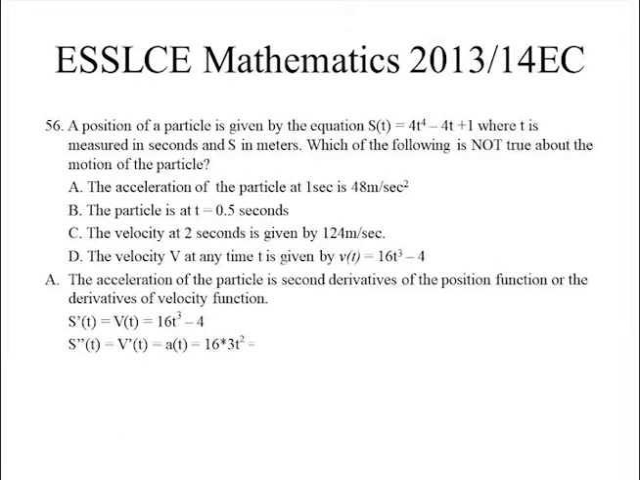16 times 3 is 48t squared. So acceleration at 1 second is equal to 48 times 1 squared. 1 squared means 1. 48 times 1 is 48 meters per second squared. Choice B. The particle is at t equals 0.5 second.